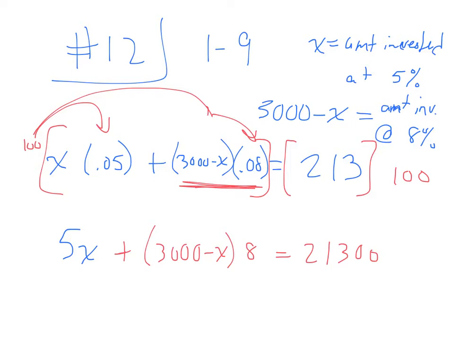And then you could solve for X. What does X give me at the end? If I get X equals, I don't know, say X equals $2,000, what is that representing? 5%. So you need to be able to give a verbal statement at the end of these problems. That's the kind of way you responded. You would say, $2,000 was invested at 5%. And $1,000 was invested at 8%. Okay, that's your verbal statement at the end of the problem.